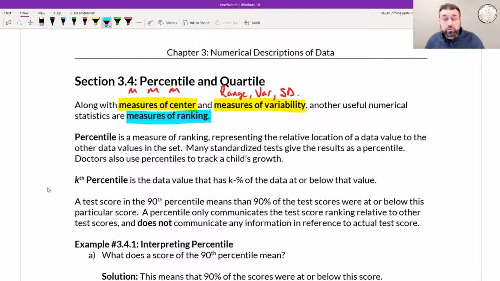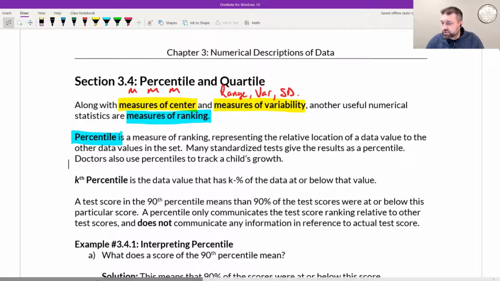For example, you take a test and you get an 88%. How did you rank against all of your classmates? What percentage did you score above? How many classmates did you score above? And what percentage did you score below? How many classmates did you score below, okay? This measure of ranking is called a percentile.